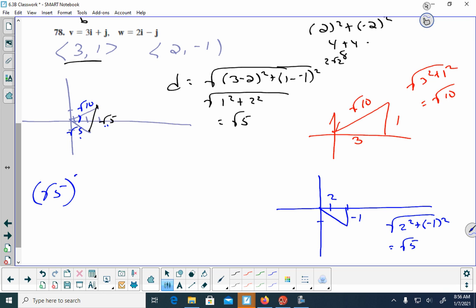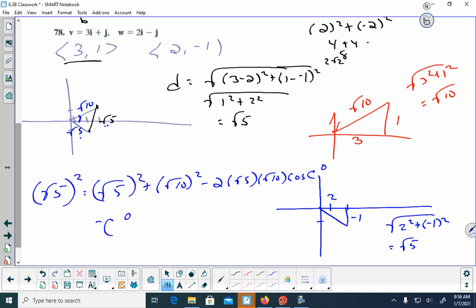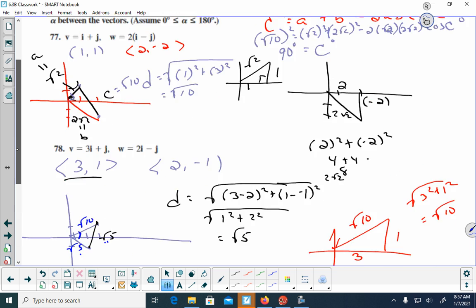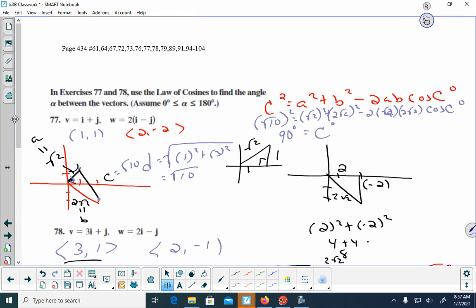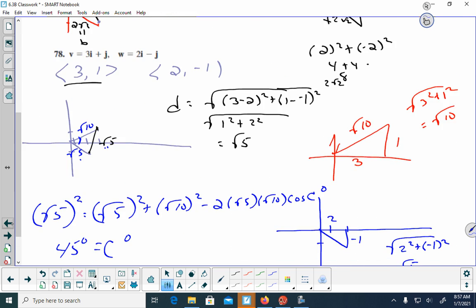So I'm going to say the square root of 5 squared is equal to the square root of 5 squared plus the square root of 10 squared minus 2 times the square root of 5 and the square root of 10 times the cosine of the part C degrees. And when I do that, I end up with 45 degrees. So that's how you do those two. That's just going back to law of cosines, so you can remember it.